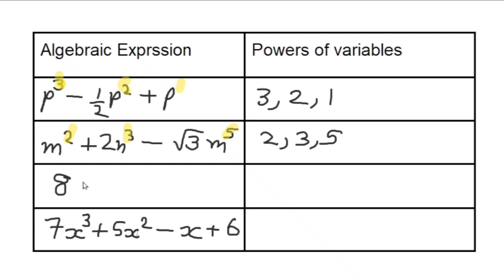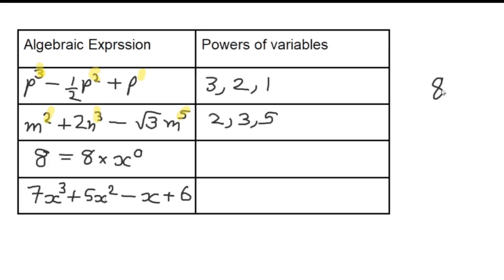See, 8 we can write as 8 equal to 8 into x raised to 0. 8x raised to 0 we can write. Because 8 is what? 8 we can write as 8 into 1. Which is equal to 8 into this 1, we can write it as any variable raised to 0.